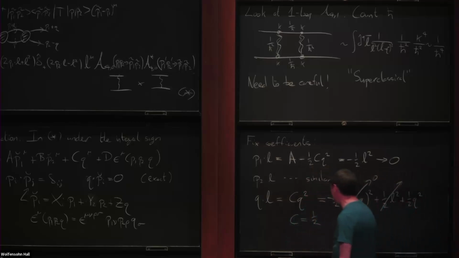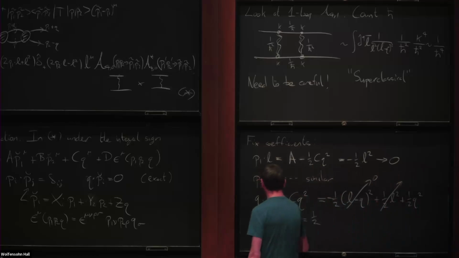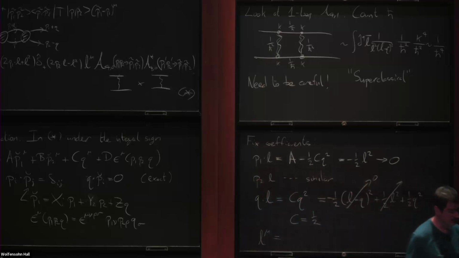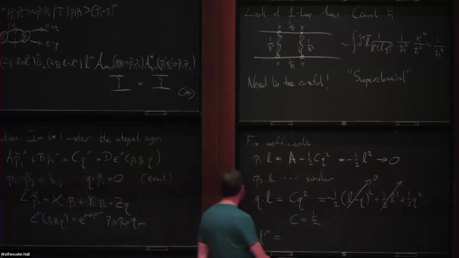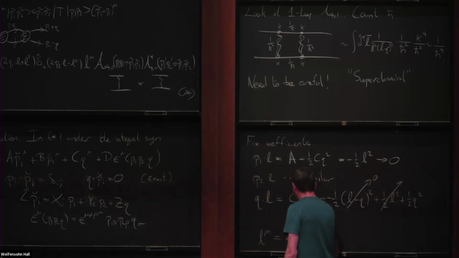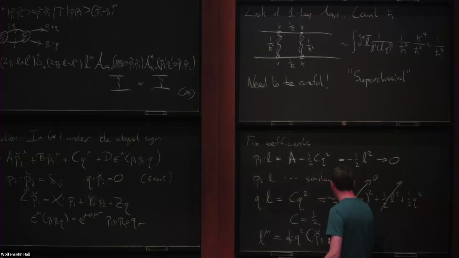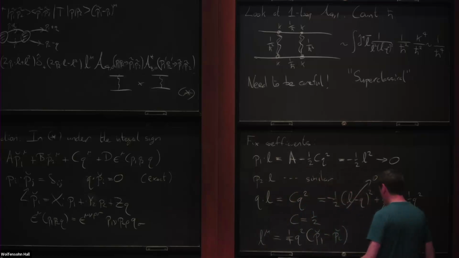Okay, and the final expression then is that this L mu becomes, you look it up. Did I already lose my relevant sheet of paper? Yeah. Okay, so there's a quarter Q squared, P check 1 plus P check 2. I'm reasonably certain that's a typo. I think it's a minus there. Plus a half Q mu.